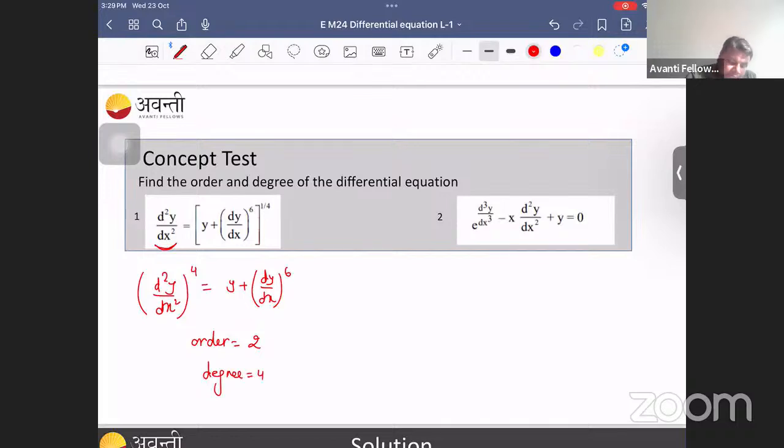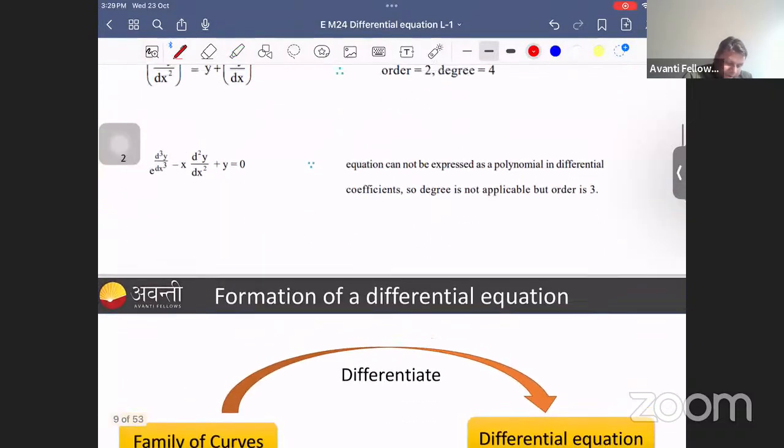Alright. Now here if you see d3y by dx cube is the highest order derivative available. So order of differential equation will be 3. Now see, it is not written in the form of polynomials because it is e to the power d3y by dx cube. Now if you try to remove e, then d2y by dx square will come inside the logarithm. So that is also not acceptable. So simply we will say that degree not defined. All right.